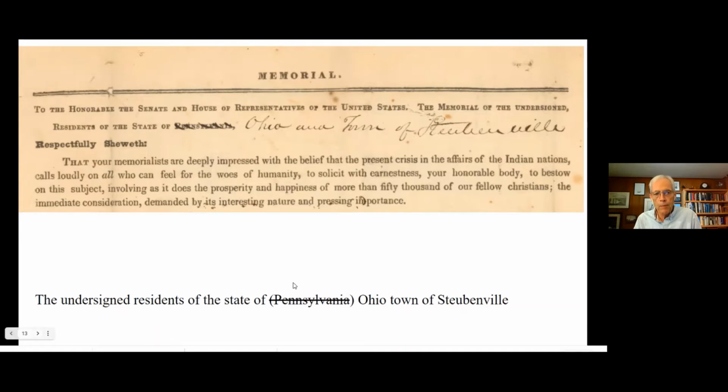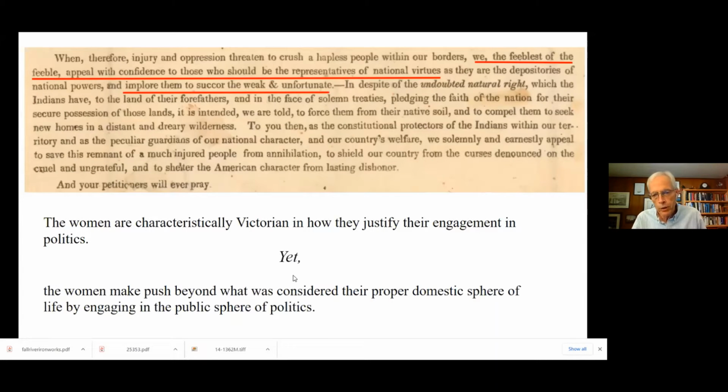And so the women are characteristically Victorian, and this gets back to that separate spheres concept I was talking about a moment ago, because if you look at what they say about themselves, and I think this could cause you students some anguish in our times: "when injury and oppression threaten to crush a hapless people within our borders, we, the feeblest of the feeble, appeal with confidence to those who should be the representatives of national virtues, as they are the depositories of national powers, and implore them to rescue the weak and unfortunate."